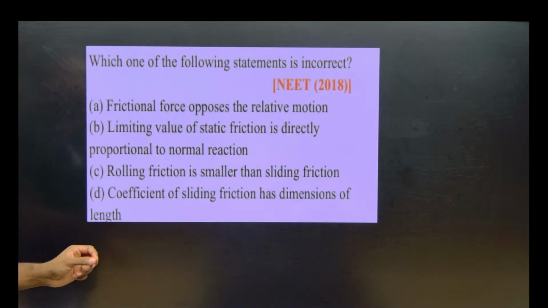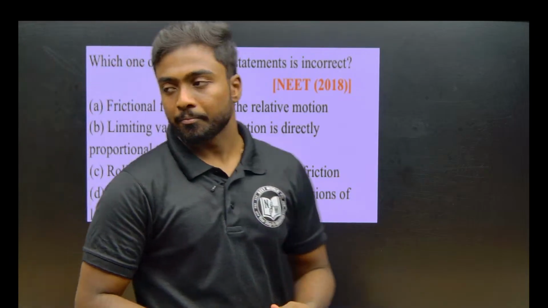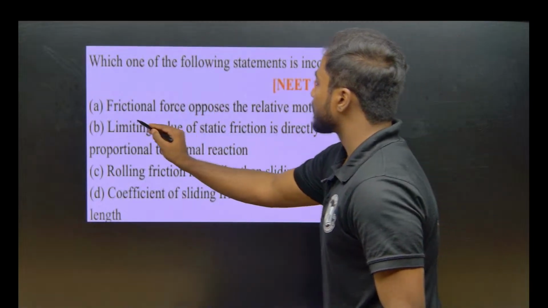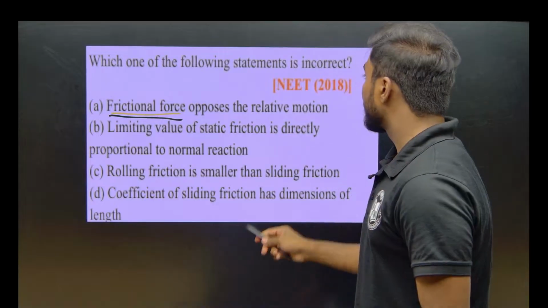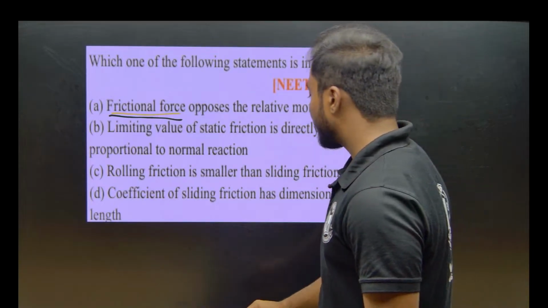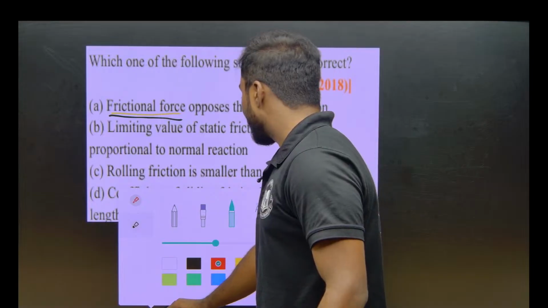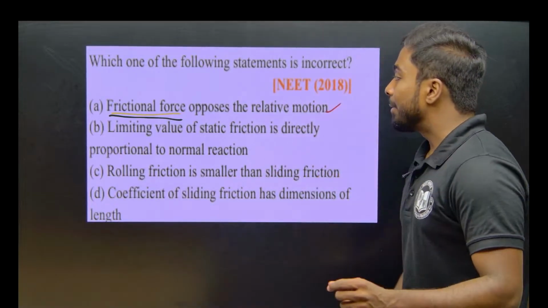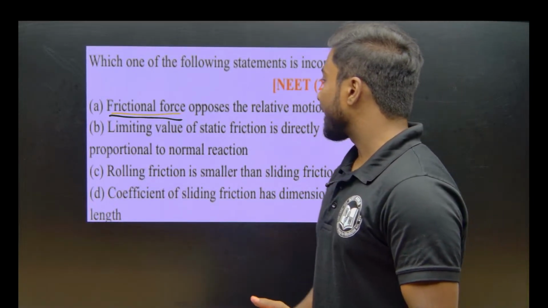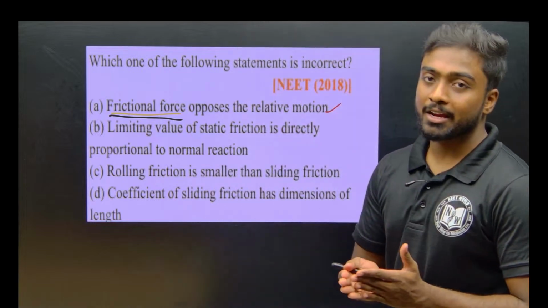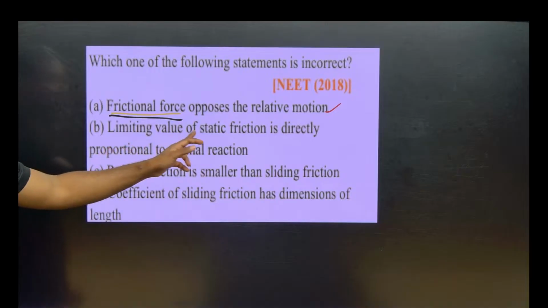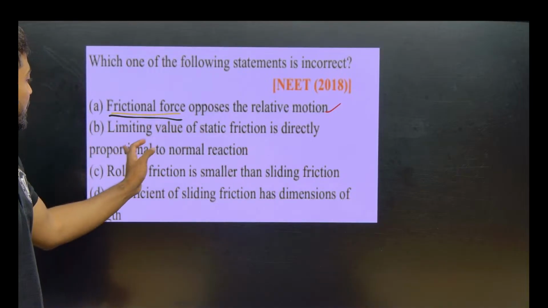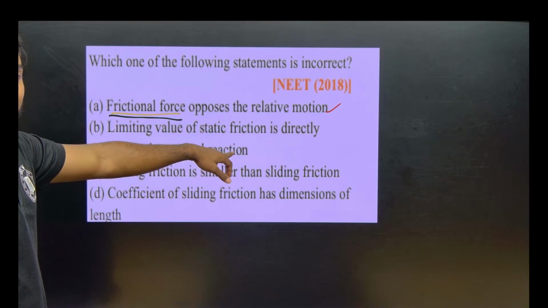Frictional force opposes relative motion. Yes, it's obviously correct, right? Frictional force is an opposing force, so relative motion, yes, it's correct. What about the second one? Limiting value of static friction is directly proportional to normal reaction. Yes or no?